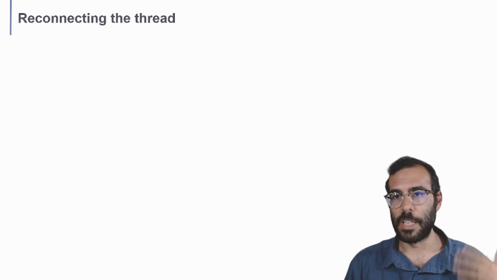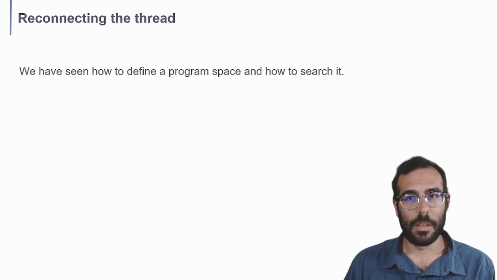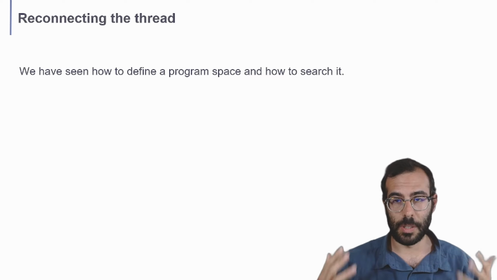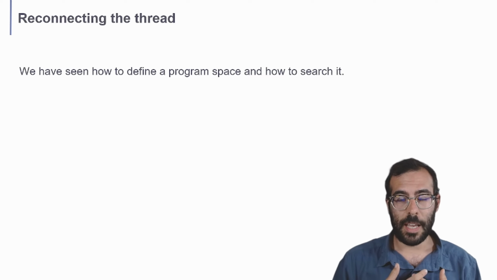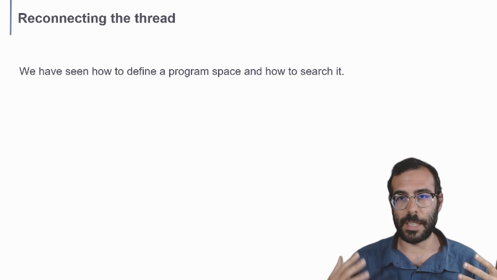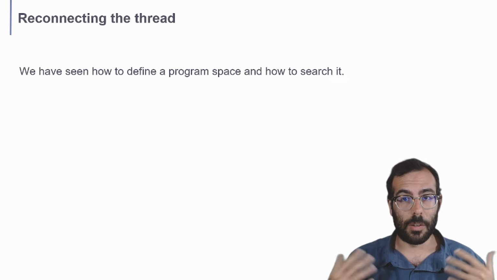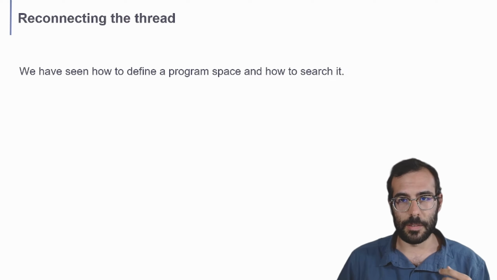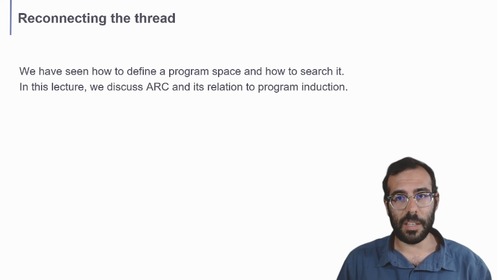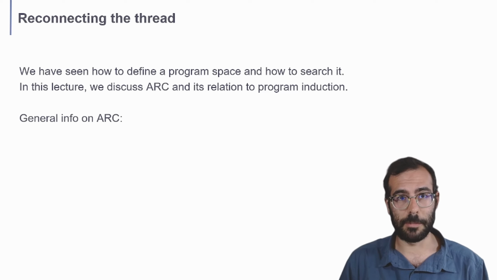So reconnecting the thread back to the ARC challenge after we've basically only talked about program synthesis for a few modules now. What we have seen in the previous lectures is how to define a program space. That was the module that introduced the problem of program synthesis. And then we had a long discussion of various ways to search this space for a program that performs well on the task, for instance, with symbolic methods or with neural network methods or neurosymbolic methods. And today, we're discussing how to apply all of this to the ARC challenge specifically.